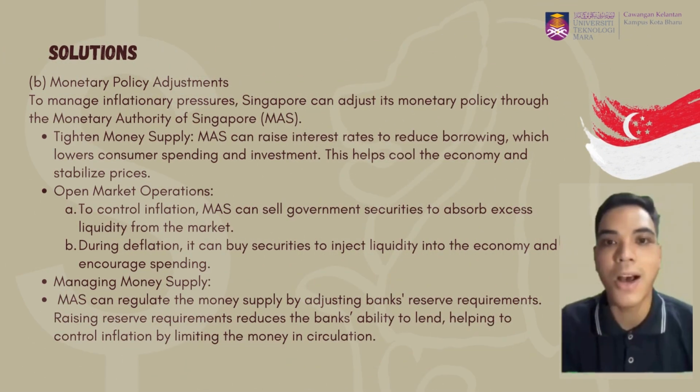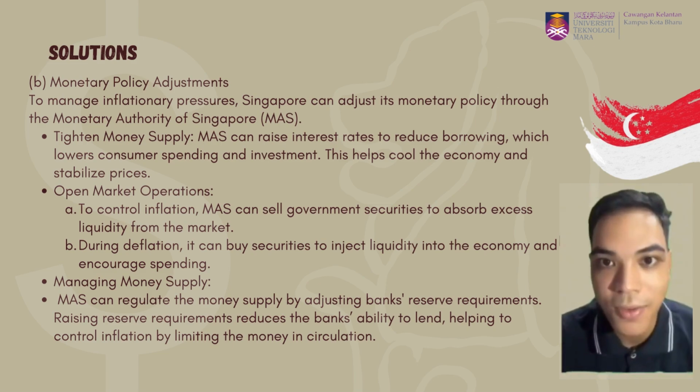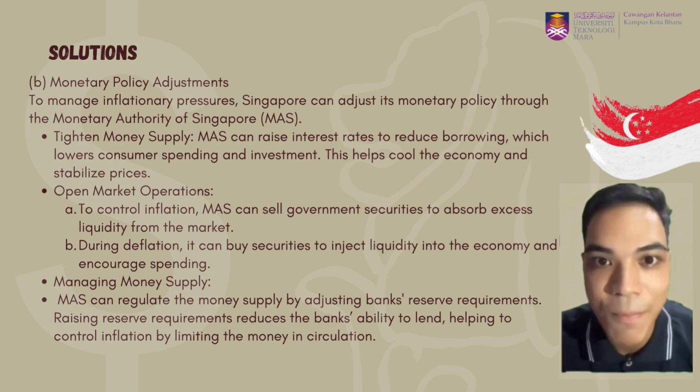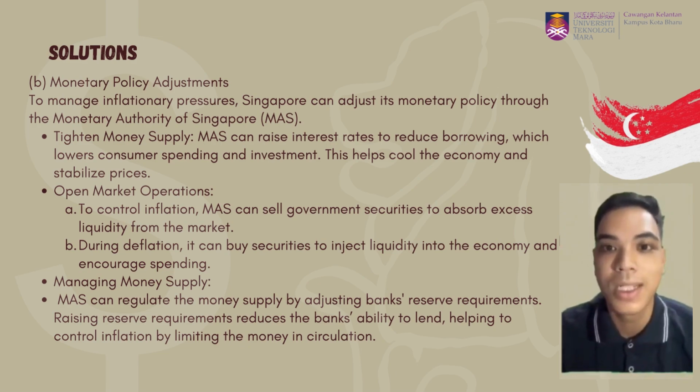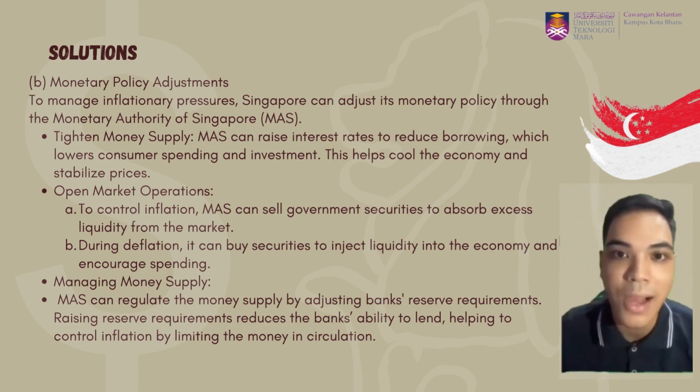Now, let's talk about how Singapore adjusts its monetary policy to manage inflationary pressure. The Monetary Authority of Singapore (MAS) plays a key role in implementing strategies to maintain price stability and economic growth. Here's how. First is tightening the money supply. When inflation is high, MAS can raise interest rates to reduce borrowing. This lowers consumer spending and investment, helping to cool down the economy and stabilize prices.